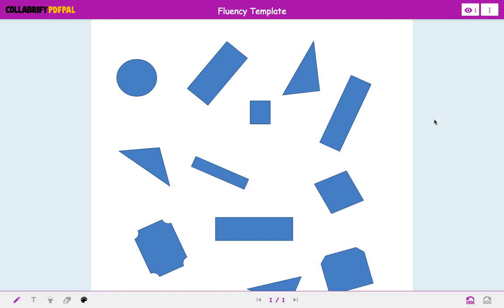Hi, kindergartners. Let's identify rectangles. Let's think. What do rectangles have to have? Think. Raise your hand. Say it. You're right. 4 sides. All rectangles have to have 4 sides.